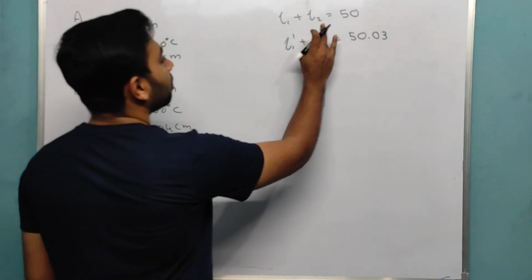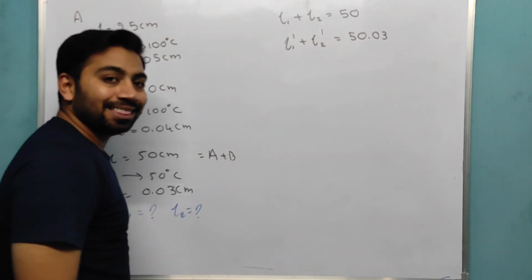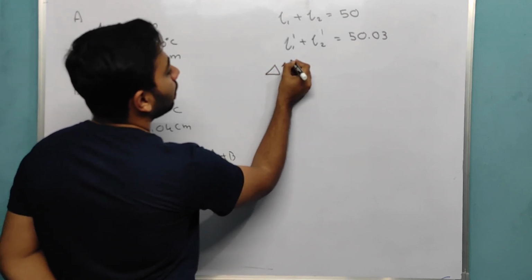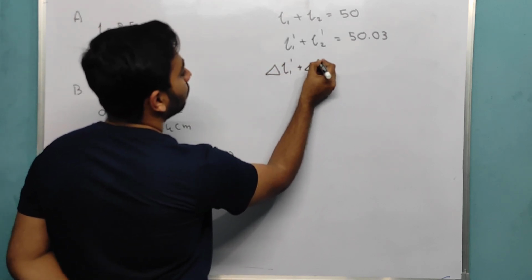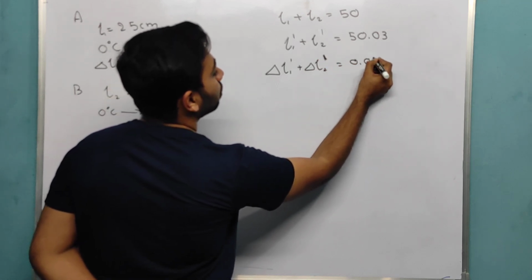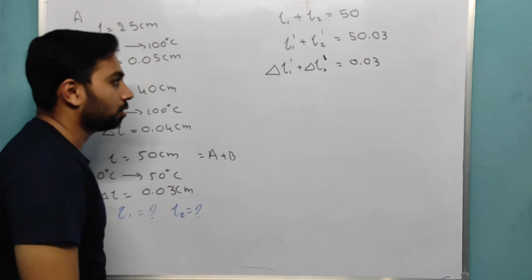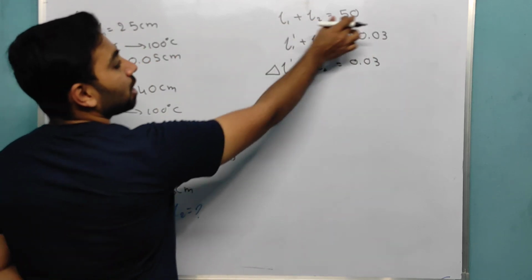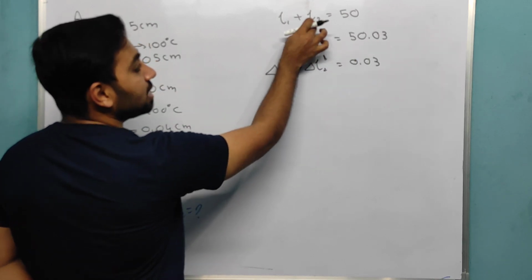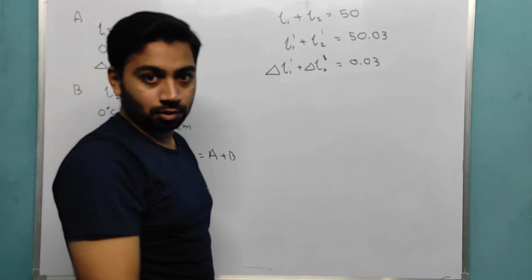Now rate of change. Rate of change means what? Rate of change is 0.03. See, remember one thing: the initial length is made up of this one and this one, 50. The final length is made up of the rise in this, the change in this, the change in this.